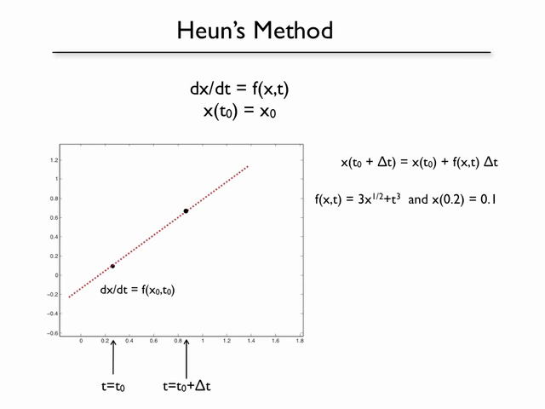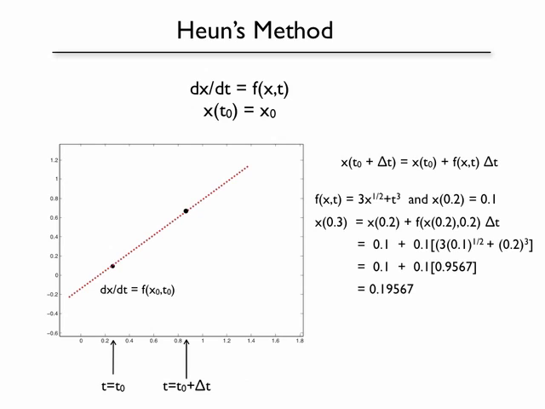So here's our function again. We're using delta t equals 0.1 as well. And so x of 0.3 is equal to what it was before. Remember, this first step is exactly what we did for Euler. And we get a first guess for what x at 0.3 is. But we want to refine that guess with a better estimate of the slope.